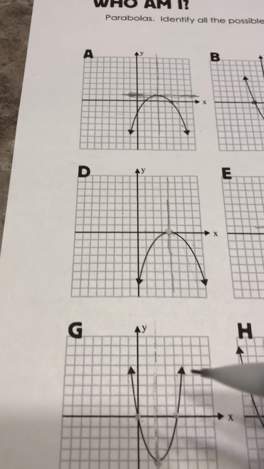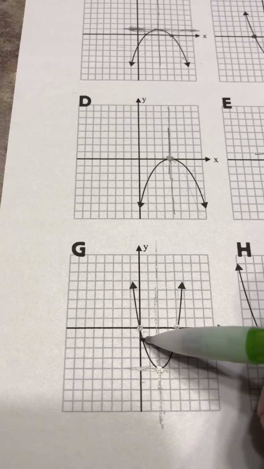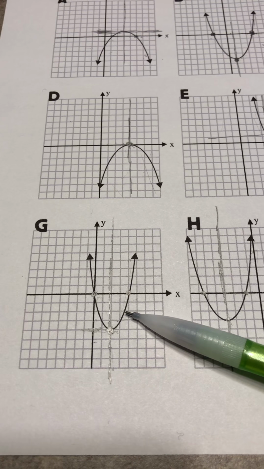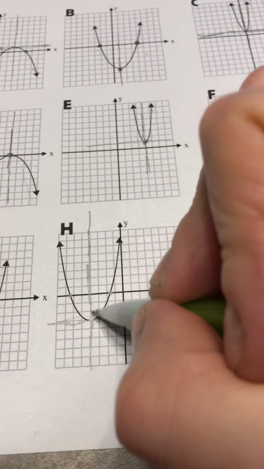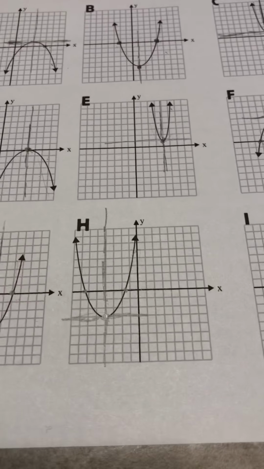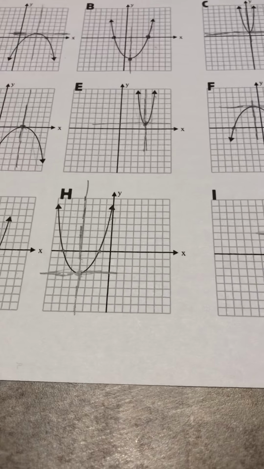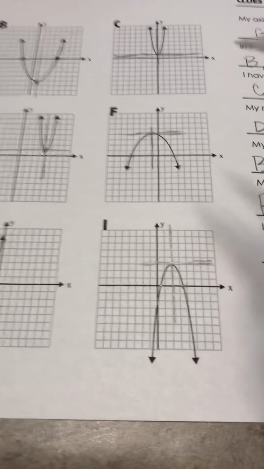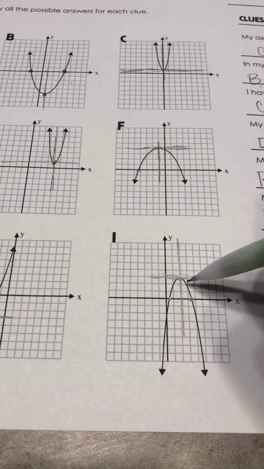Okay, this one, the lowest that this ever gets looks like it is -4. So this was close. This range is y is greater than or equal to -4. Now I think here we found the right answer. The lowest that this parabola ever gets is 3 spots below the x-axis. So this right here, letter H, has a range that is y is greater than or equal to -3.